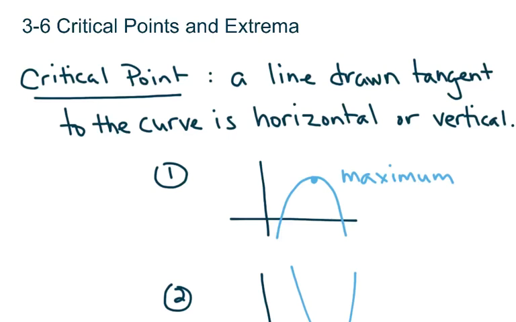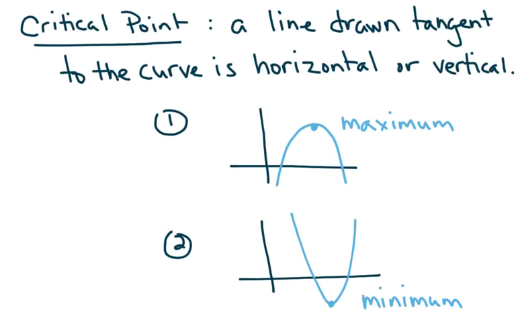In section 3.6, we're going to talk about critical points and extrema. A critical point is a point on a graph where a line drawn tangent to the curve is either horizontal or vertical. There are three types of critical points, and two of them are ones that you are very familiar with. One of them is the maximum.